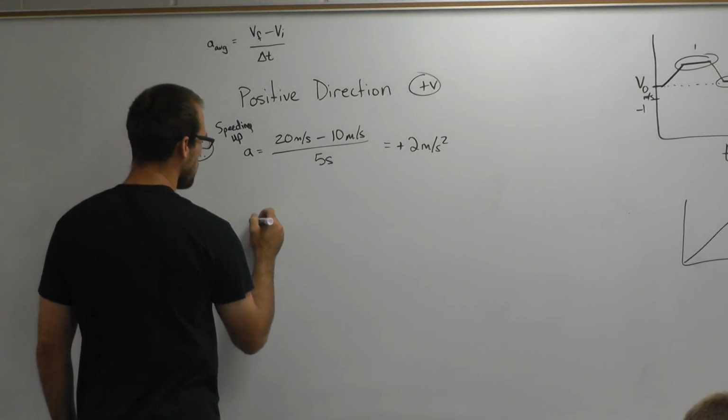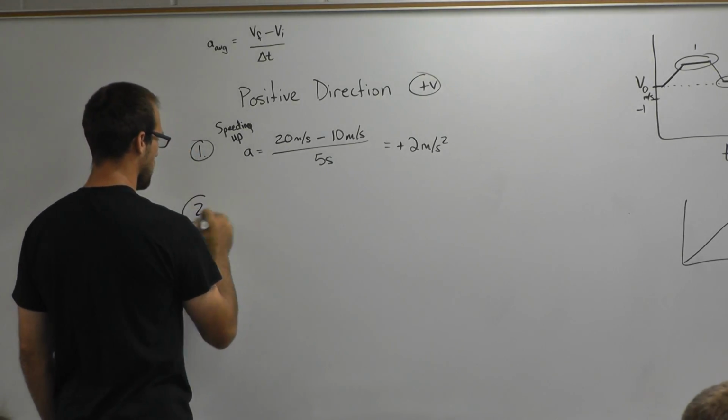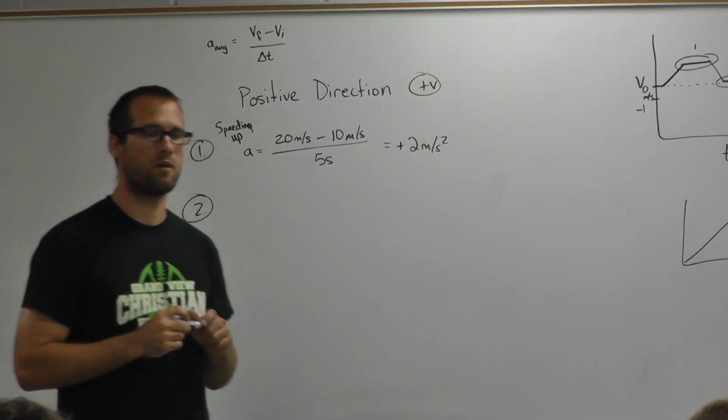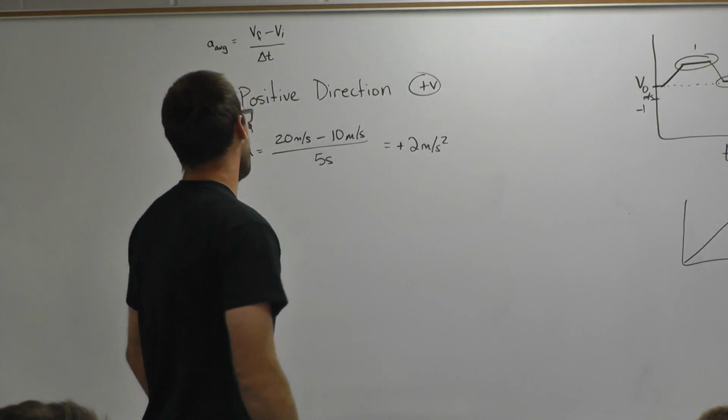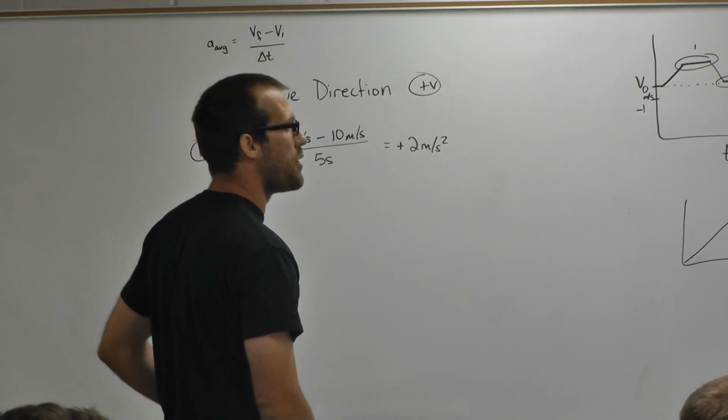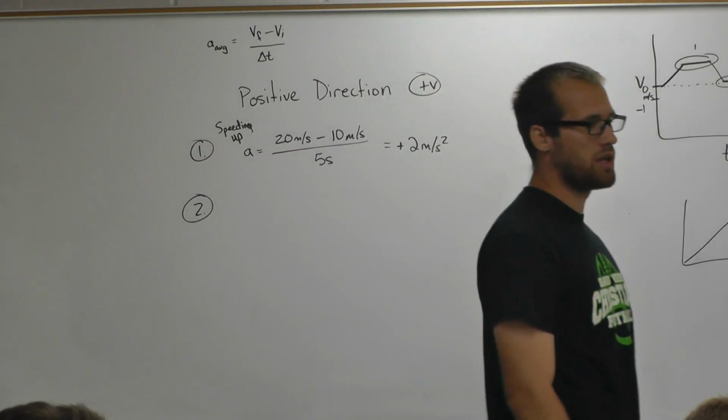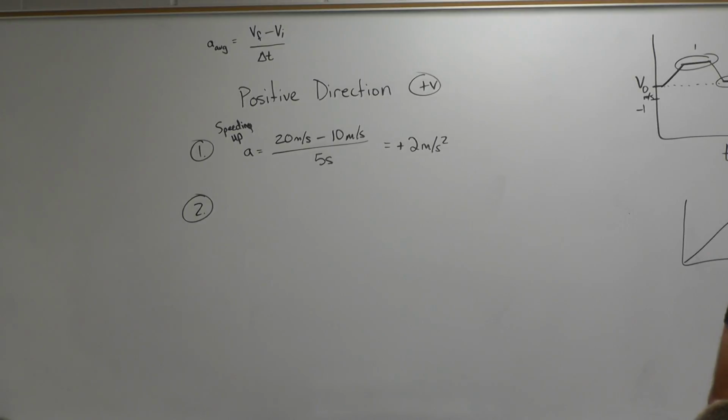Chris, yep. When you're writing 2 meters per second squared, do you have to put a positive in front of it, or can you just say it? We can arbitrarily, if we don't put a positive, I should really put a direction, like north, south, east, or west. But it's arbitrarily assumed to be positive if you don't put it.